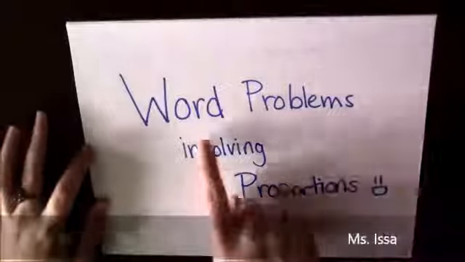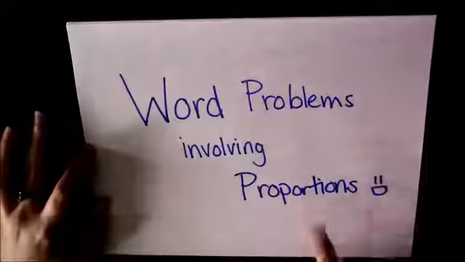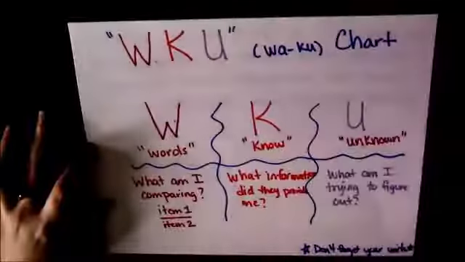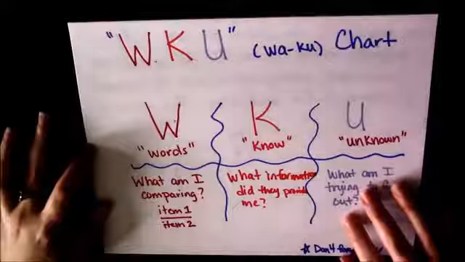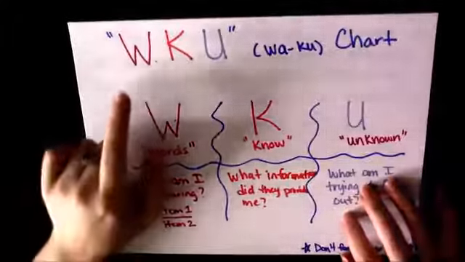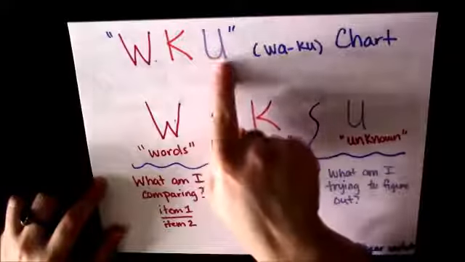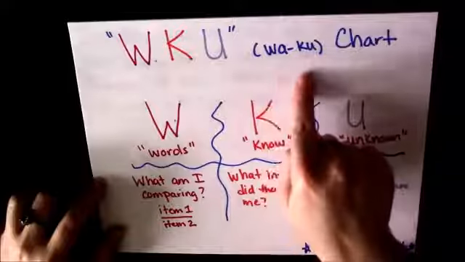Today we're going to talk about word problems involving proportions. Before we get started on actual word problems, we're going to go over a method on how to always get the right answer. We have something called a WAKU chart. A WAKU chart has W-K-U and it's pronounced WAKU.